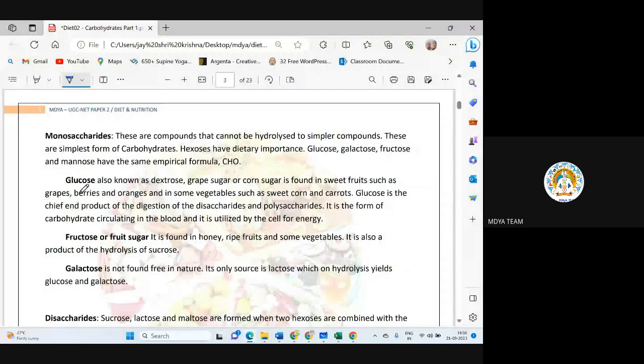Three types of monosaccharide we discussed in yesterday's class: glucose, fructose, and galactose. It is very important to know their different names. Glucose is also known as dextrose, grape sugar, corn sugar, and blood sugar. Fructose is known as fruit sugar, and it is also present in human sperm. Human sperm gets energy from this fructose only. Third one is galactose. Now let's talk about disaccharide.